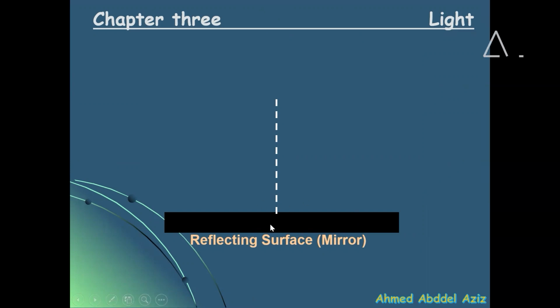Suppose we have a reflecting surface like a mirror. At first, we have to draw the normal line, which is an imaginary line perpendicular to the reflecting surface. And if the incident ray is congruent to the normal line, the angle of incidence here is... no, it's not 90, it's 0. There is no angle between the normal line and the incident ray. As the angle of incidence equals 0, the angle of reflection must equal 0, so the light ray will reflect on itself as shown in the figure.